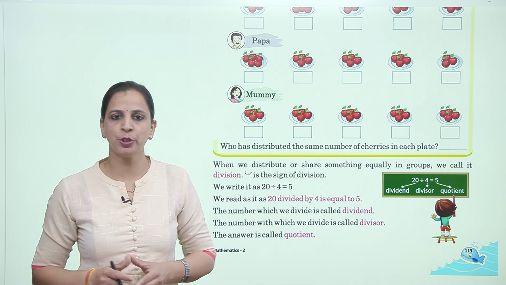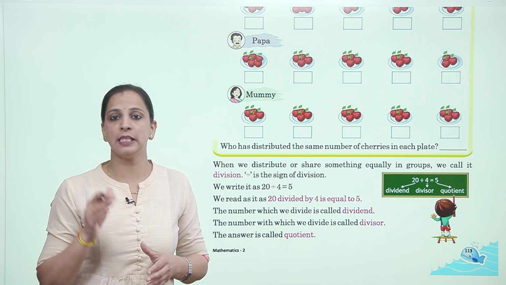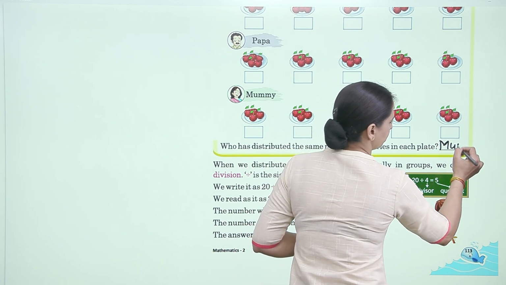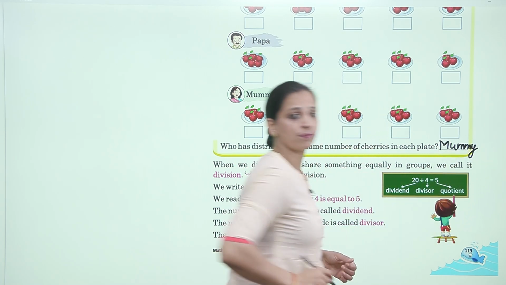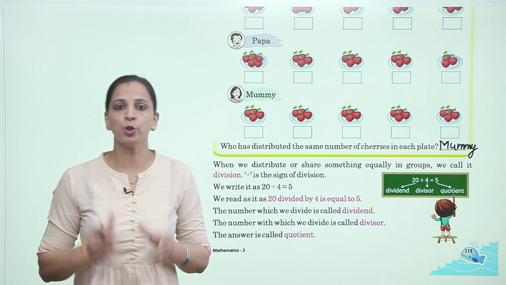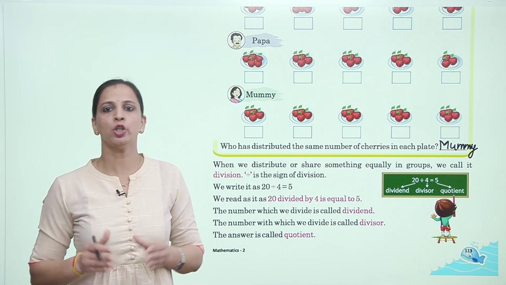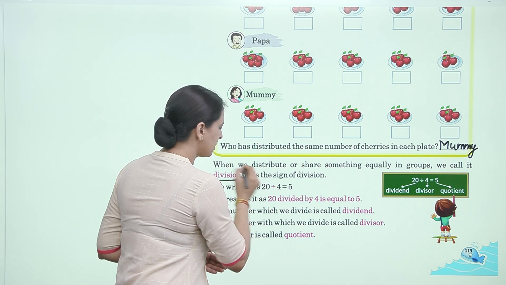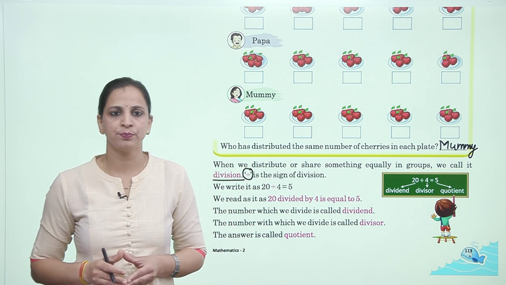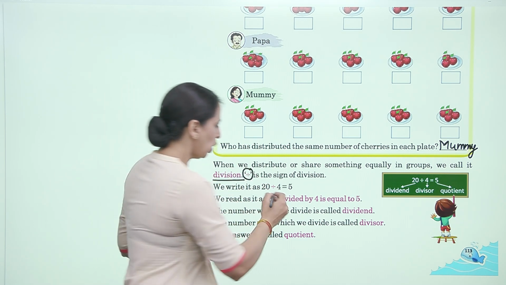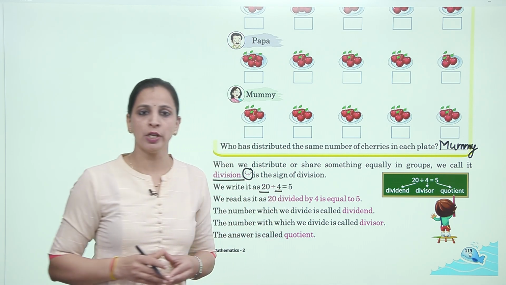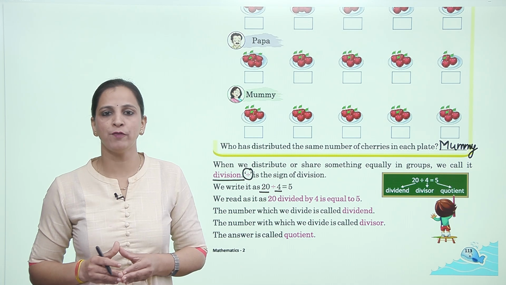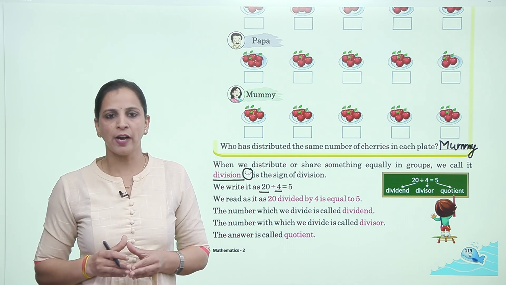Who has distributed the same number of cherries in each plate? Mummy, 4 each. When we distribute or share something equally in groups, we call it division. And this is the sign of division. We write it as 20 divided by 4 is equal to 5. We read it as 20 divided by 4 is equal to 5.